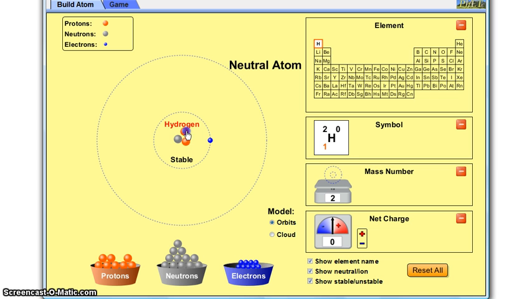If I add another proton, you'll see not only does the atomic number change to 2 because now there are 2 protons, but also the mass number changes to 3. As I add another neutron, it changes to 4. As I add another neutron, it changes to 5. You'll also see that the nucleus becomes unstable. So there are certain combinations of protons and neutrons that are stable where others are not, and we'll get more into that later.